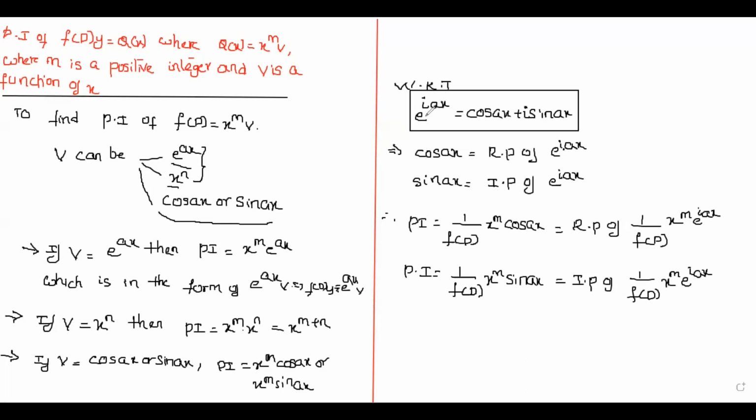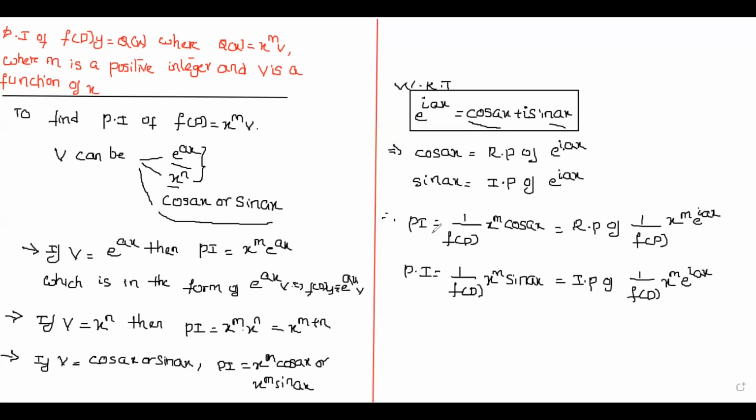So we know that e power iax is nothing but cos ax plus i sin ax, the basic trigonometric formula in terms of the exponential formula. So here cos ax can be the real part of e power iax and sin ax can be the imaginary part of e power iax. So clearly we can see that cos ax is the real part of e power iax and sin ax is nothing but the imaginary part of e power iax.